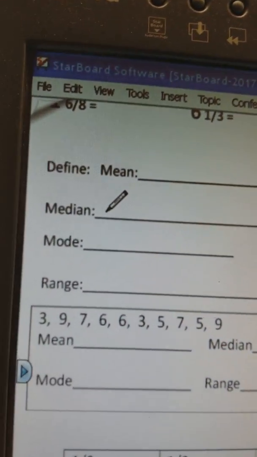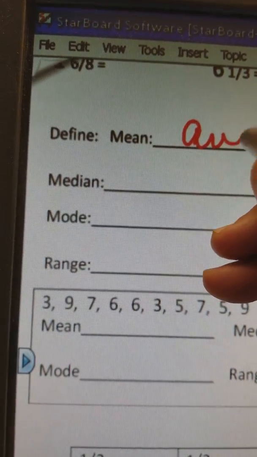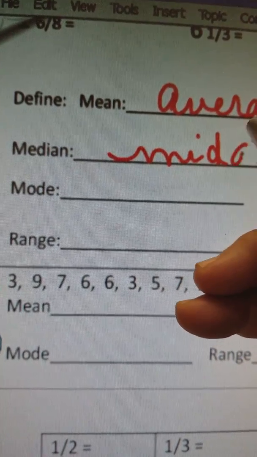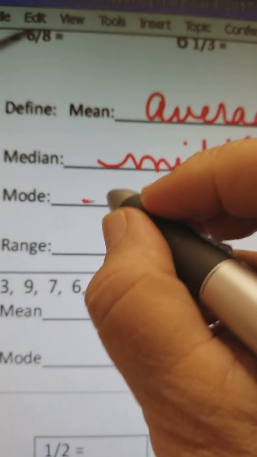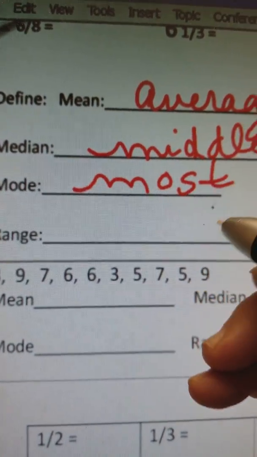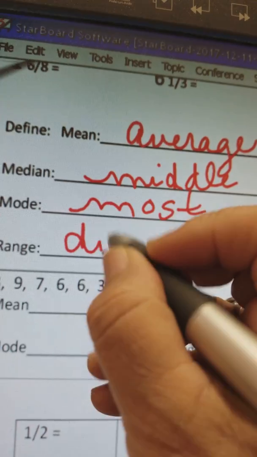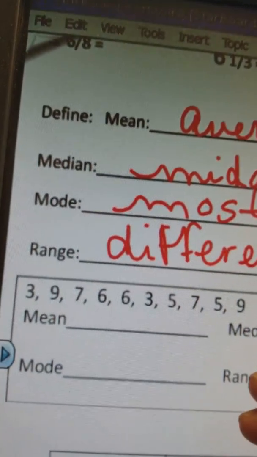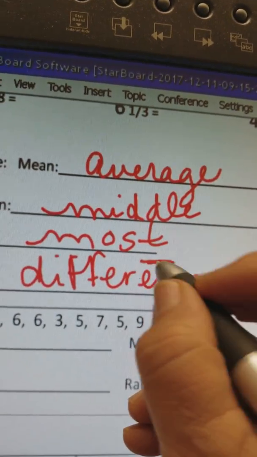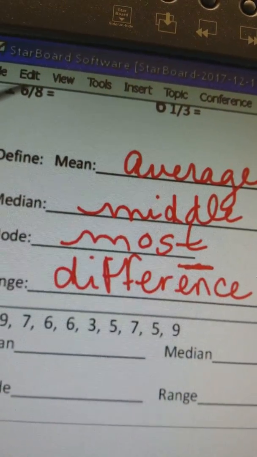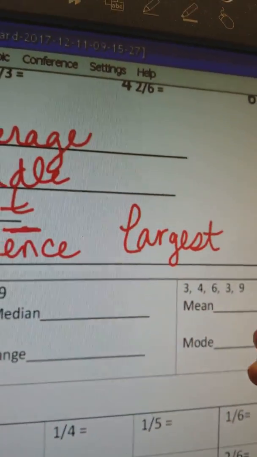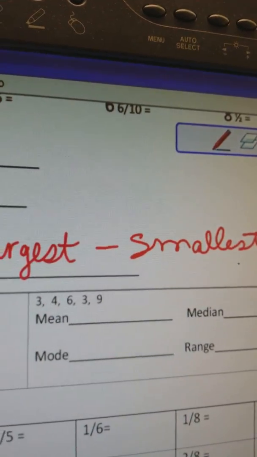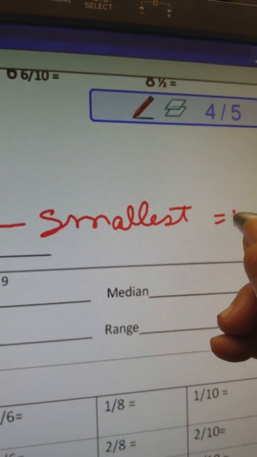We have a few definitions: mean, average, median, middle, mode, most, and the range is the difference between the smallest number and the largest number, and difference always means, or generally means, to subtract. So you take the largest number and subtract the smallest number out of your data list, and that will equal your range.